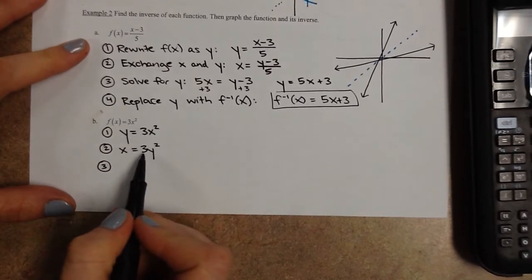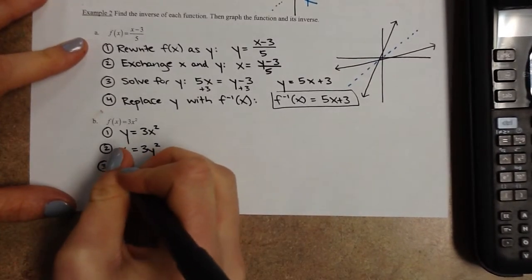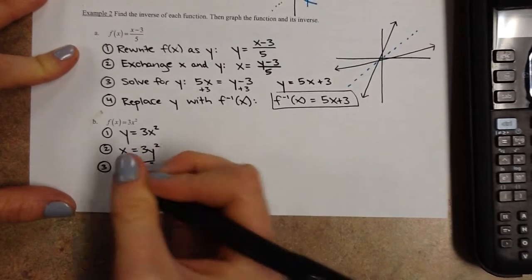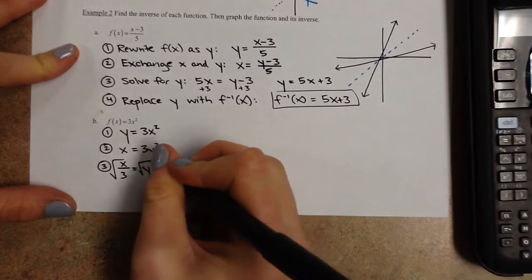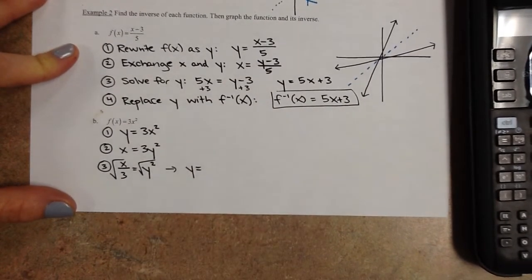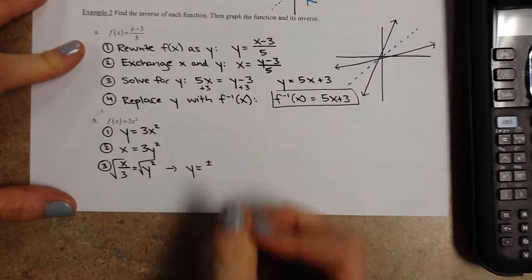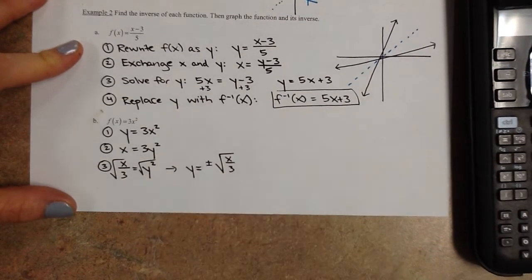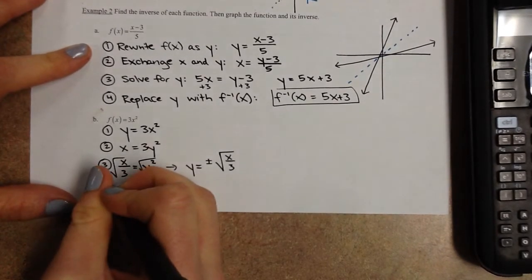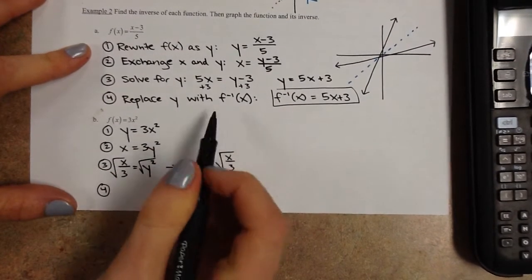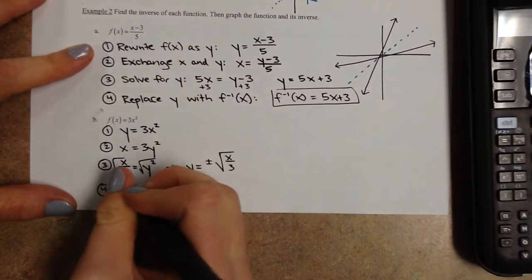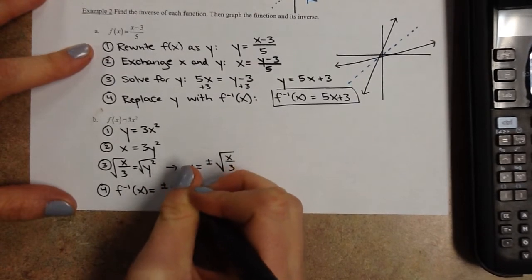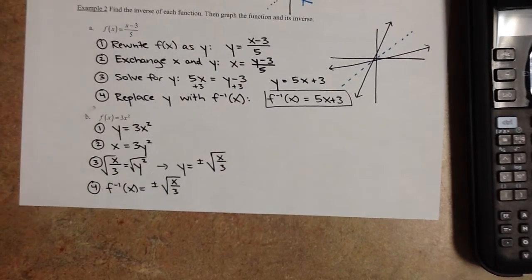So the first thing we need to do is divide by this 3. So divide both sides by 3. And then the next thing is to take the square root of both sides. All right, so after this step, we've got the y by itself. Remember, when you take a square root like this, you do plus or minus. So plus or minus the square root of x over 3. Okay, so now we've got y by itself. Last step is to replace y with f inverse. So I'm going to write f inverse of x equals, and then write the function. Okay, so that's my function there.